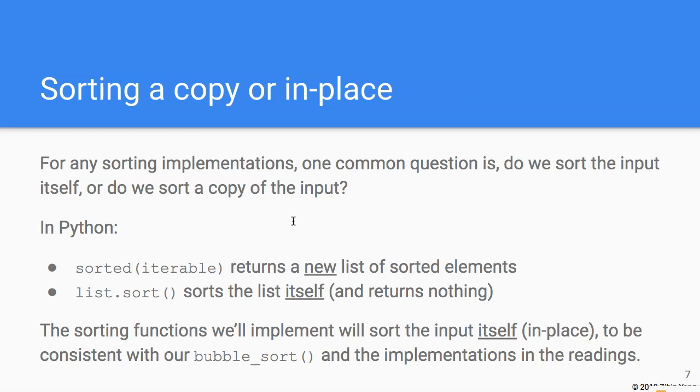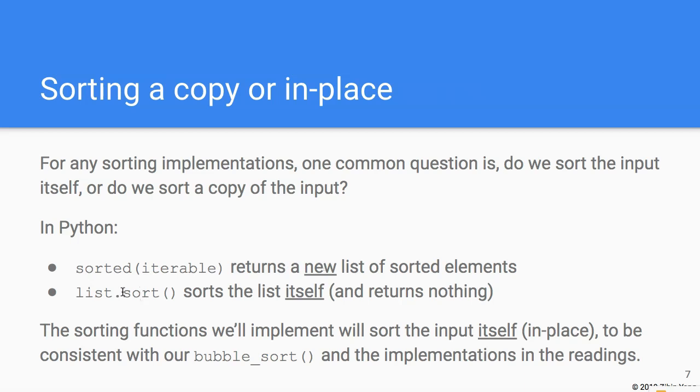One of the common questions that we always talk about when we look at a sorting algorithm is, does it sort the input itself, or do we create a new list with the sorted input? If you look at Python, there are two very common ways of sorting something. One is to use the sorted built-in function. When sorted is given an iterable, it returns a new list of the sorted elements. So it does not sort the iterable, the input itself. It returns a new list.